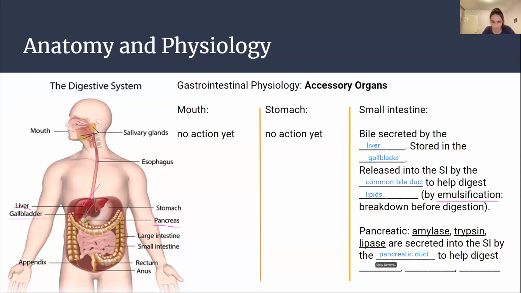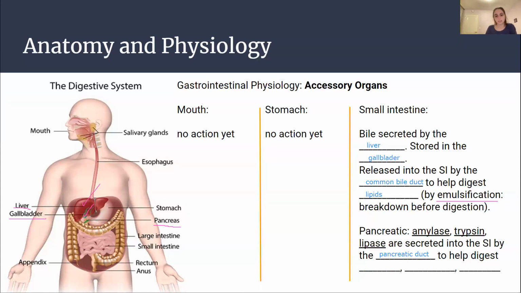And so for these three enzymes, pancreatic amylase, trypsin, and lipase, which enzyme digests which macronutrient? So there's three enzymes listed and there's three macronutrients. I want you guys to match those. So what does pancreatic amylase digest? Which macronutrient? So I'm seeing carbohydrates, and just to save some space, I'm going to put carbs. You guys are correct. And then what does trypsin help digest?